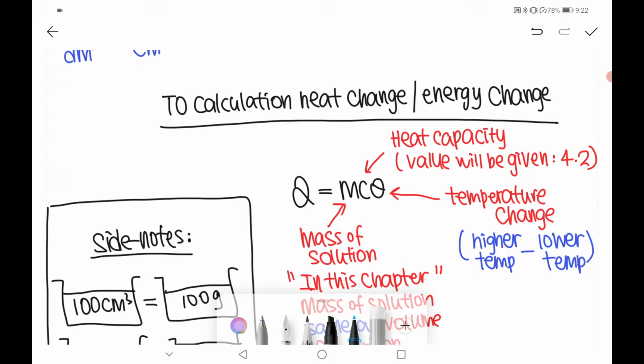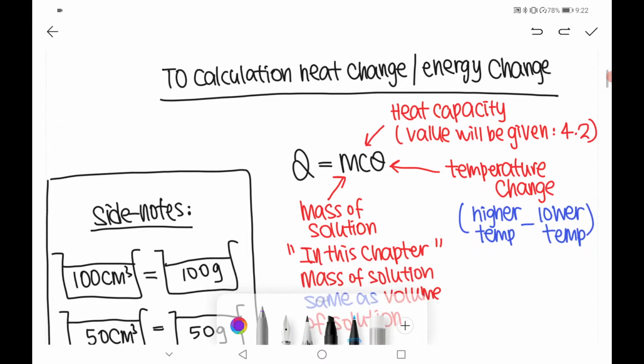So I repeat one more time. c refers to heat capacity. The value will be provided in the question. Normally, the value is 4.2.